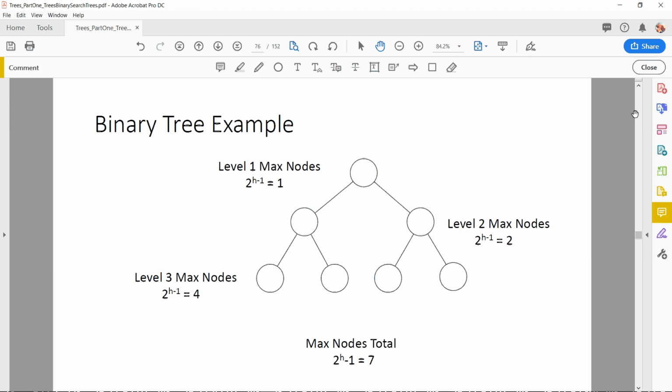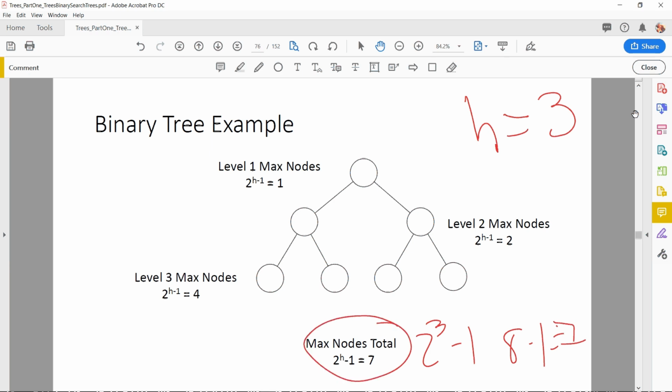So the most nodes you can have in this tree would be 7, right? Because the height is 3. So 2 to the third minus 1 is 8 minus 1 equals 7. So the most nodes you could have in this tree for a height of 3 is 7. 1, 2, 3, 4, 5, 6, 7.